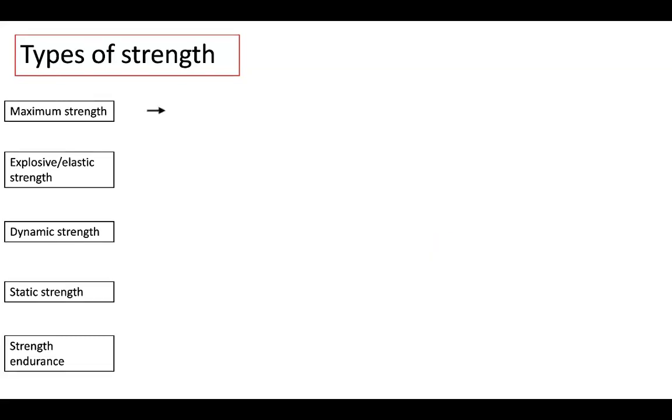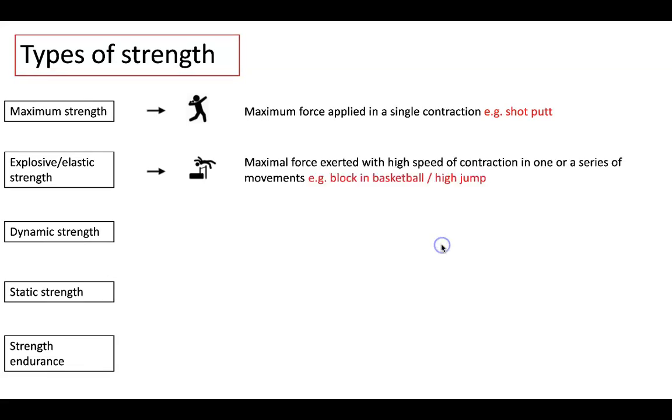So first of all, maximum strength. Maximum strength is the maximum force applied in a single contraction, e.g. a shot put. Okay, so maximum force applied in a single contraction is maximum strength. Your example there would be shot put. Explosive strength is the maximal force exerted with high speed of contraction in one or a series of movements, e.g. high jump or a block in basketball.